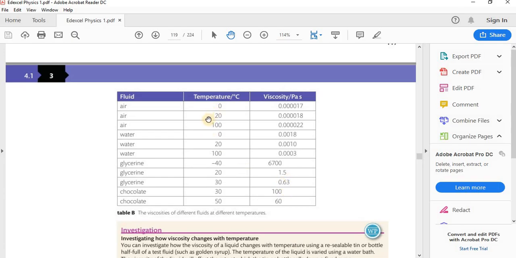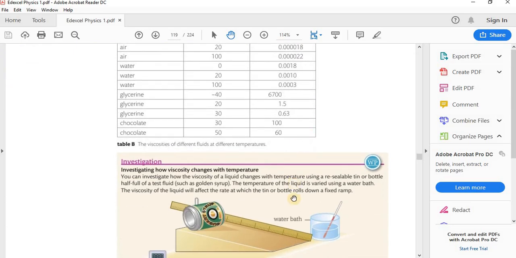But if you look at the first one, that is air, which is a gas. So in gases this is the opposite. In gases, when the temperature increases, the viscosity also increases. You have to remember all these things. In gases, when the temperature increases, the viscosity also increases, so it flows at a lower rate.